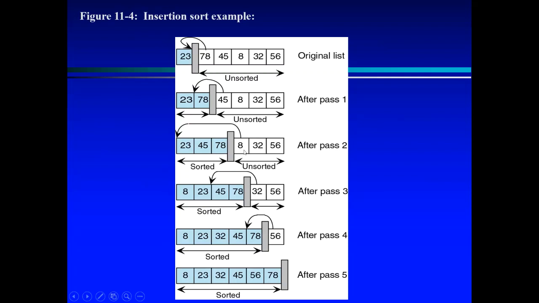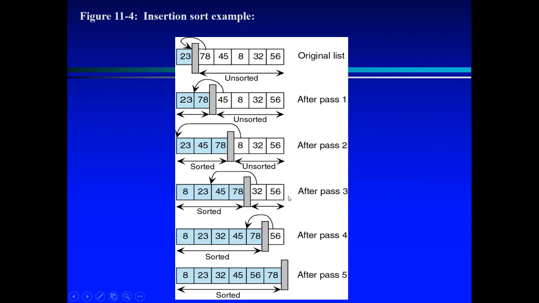So we already sorted the first three elements. Now the fourth element: 8 will be compared to 78. It's smaller, so insert it here. Then compare it again to 45. It's smaller, so it will be inserted before 45. Then compare again with 23. It's still smaller, so the final destination of 8 is before 23. Therefore, the result of the sorted values will be 8, 23, 45, 78.